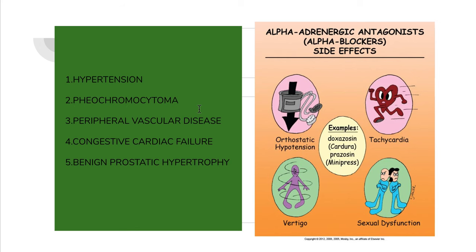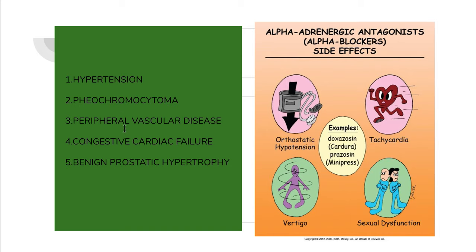Uses of alpha 1 blockers are: 1, hypertension. So alpha 1 mediated action, it is used in the treatment of hypertension, phenoxybenzamine, phentolamine, etc. Pheochromocytoma. Now, this is a disease where the adrenal medullary tumor, it's a tumor in the adrenal gland which secretes large amounts of catecholamines, resulting in hypertension. So, this tumor has to be surgically removed, but phenoxybenzamine and phentolamine can be used in preoperative management of the patient.